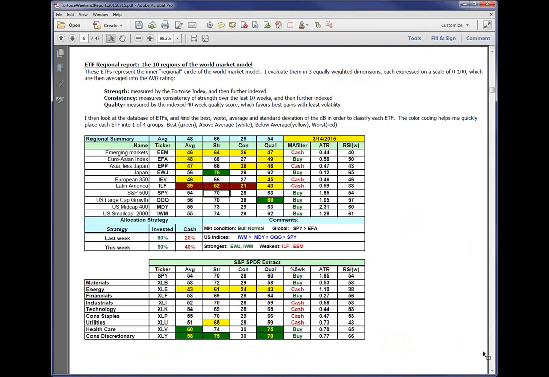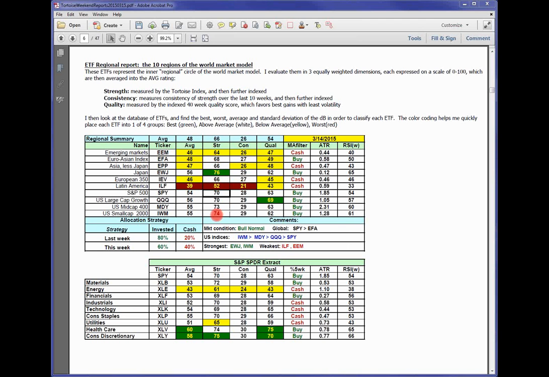Next up, we're looking at the ETF Regional Report. 4 of the 10 indexes are on cash signals, so that puts us at 40% cash, 60% invested. The S&P at 70 is better than the EFA, the rest of the world, which is at 68. So the U.S. has returned to dominance.